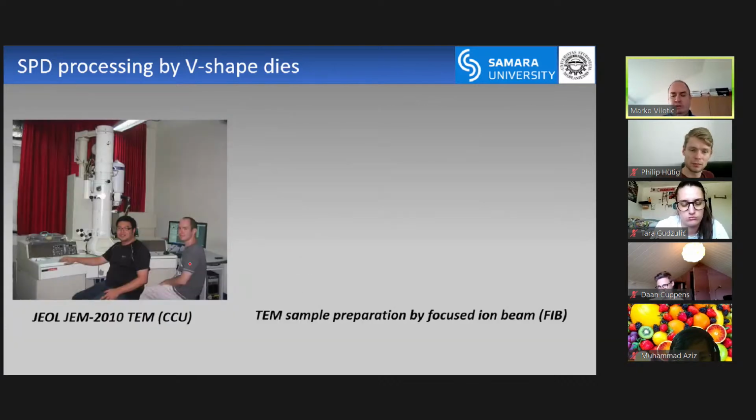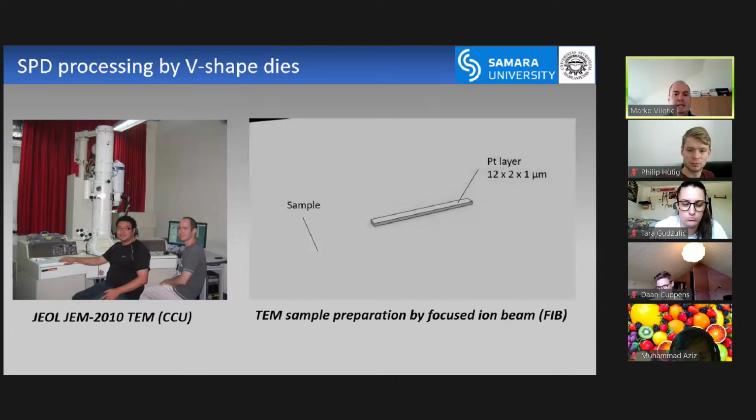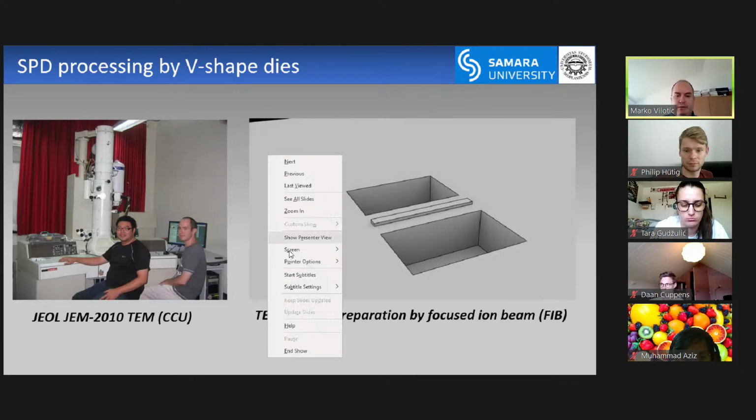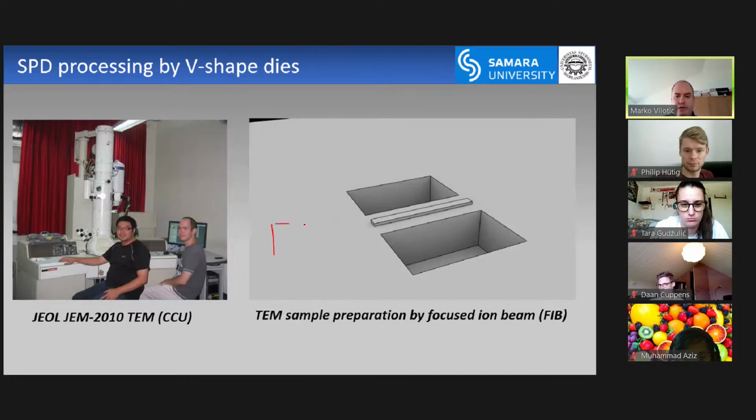So this is me doing this TEM analysis, just to show you. We prepared the sample by ion beam processing, and it shows you the idea. The goal is to get a sample like this that is super thin, like you will see later, 80 nanometers.